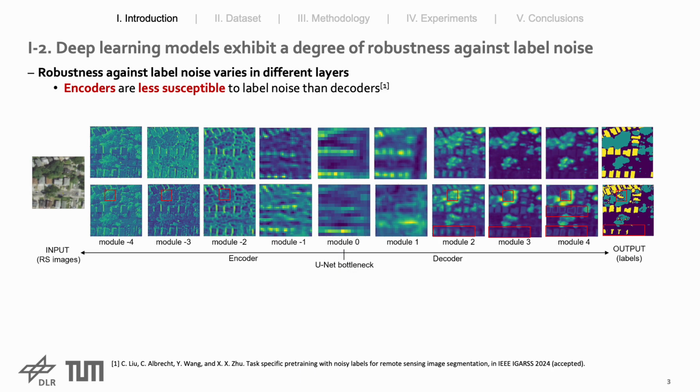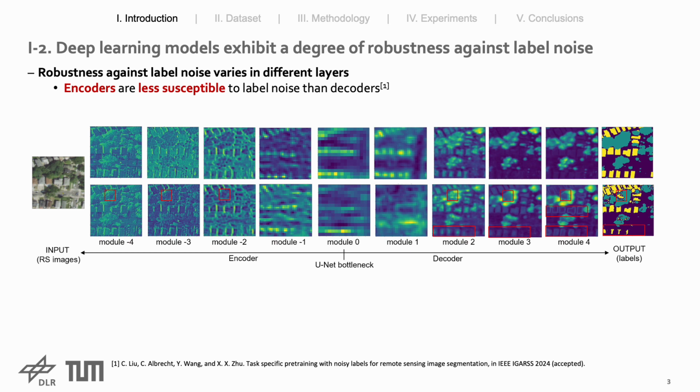Deep learning models are capable to learn any complex function, so training deep learning models with noisy labels can easily lead to overfitting to label noise. Although the learning can be biased by the label noise to some extent, we found that deep learning models do exhibit a degree of robustness against the label noise.